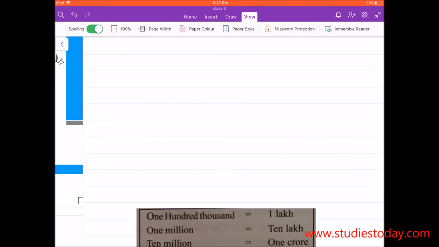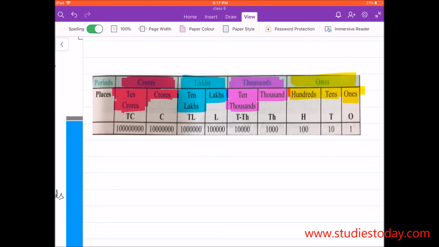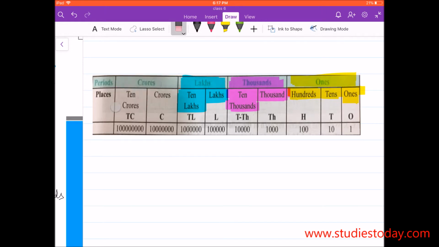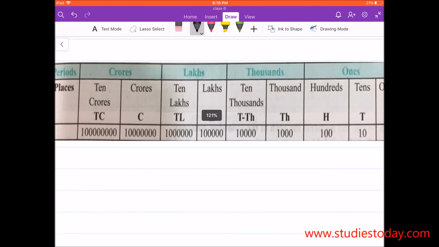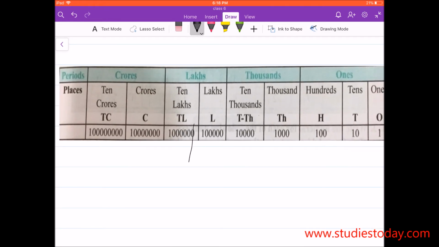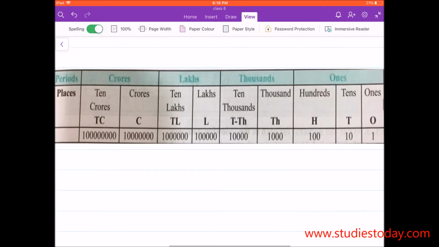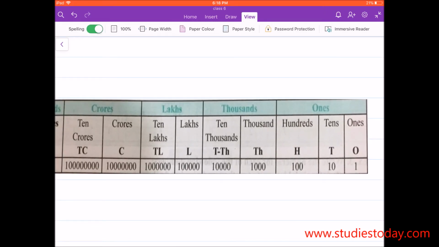Now what you have to do here, which is very important, is to compare the two systems. The Indian system is already written here, so I'll clear up some space for you and then write the international system just above it so that you understand how we are comparing.